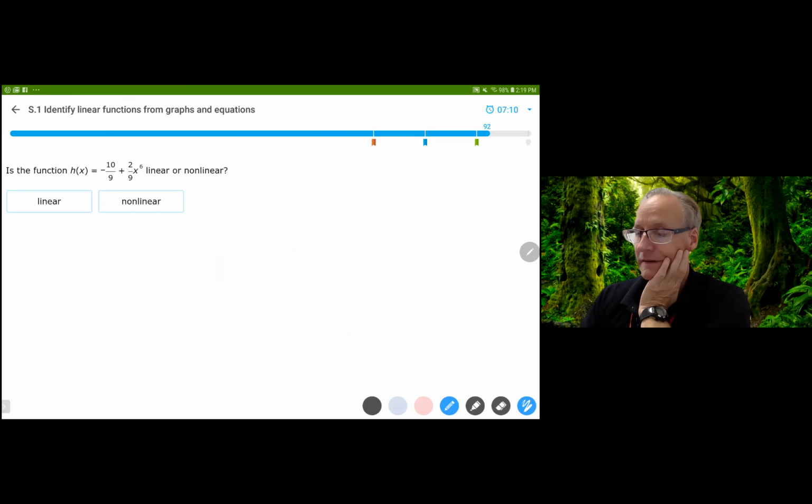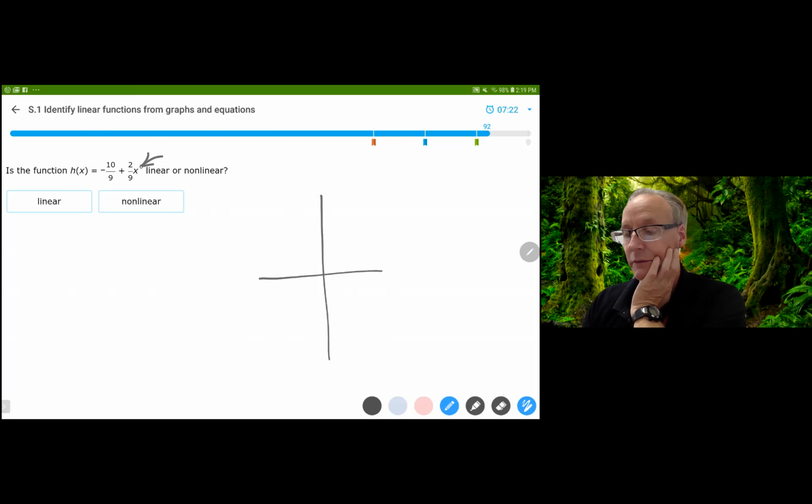This one is definitely nonlinear. That x to the 6th power looks a bit parabolic, but it's really, really steep. So it's going to go through negative 10/9 plus 2/9 at 0. Anyway, it's going to look something like this. Really, really steep. It's going to be even steeper than that. It's definitely nonlinear.